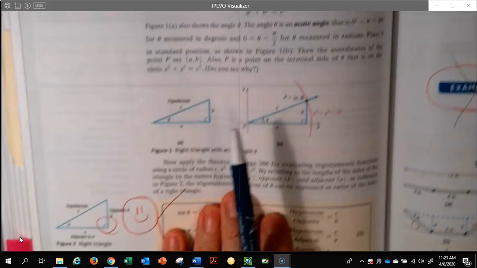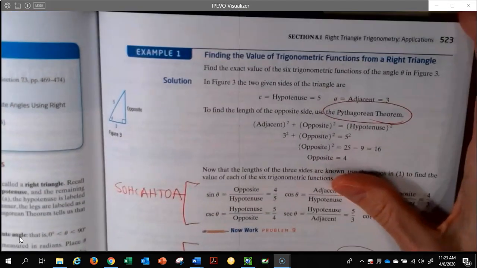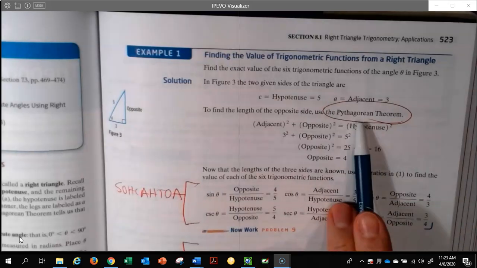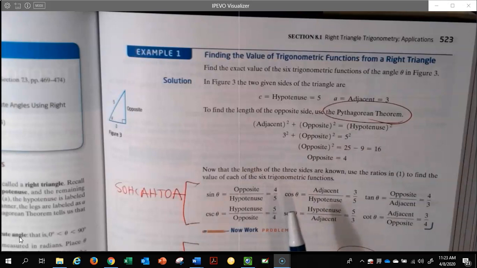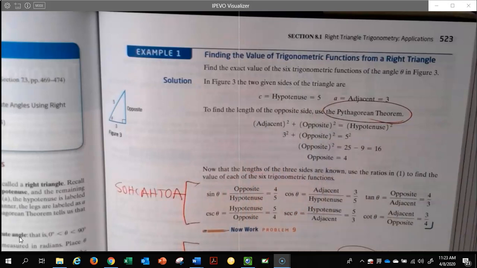I'm going to go on up to the next page, 523. And at the top of 523, it talks about how to find some values. We've already done this. It mentions Pythagorean theorem, and so it's the exact value. So it's just the sides, not talking angles yet. But just looking at the sides, we've got Pythagorean theorem, we've got our SOHCAHTOA, we are ready to go.